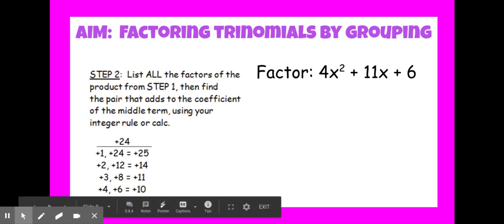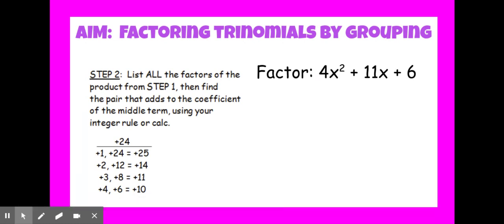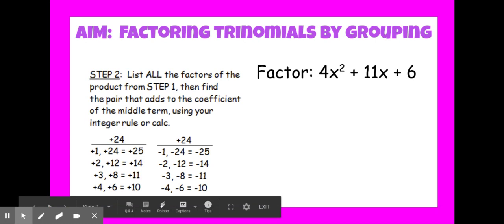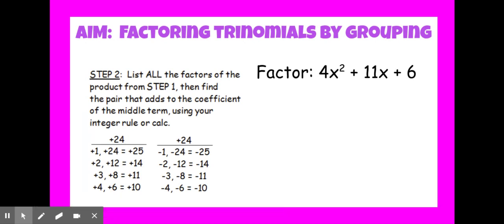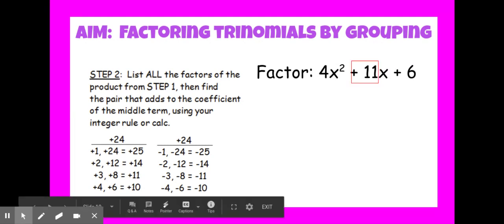Now we need to add our factors together because our goal is to find which one's going to add to positive 11. When you add those factors together, you get 25, 14, 11, and 10. Make sure you use your calculator. And the other factors add to negative 25, negative 14, negative 11, and negative 10. Pause the video and make sure you get this down. Now, again, our goal is to find which one adds to positive 11. So you look at your sets and you find that 3 and 8 add to positive 11.